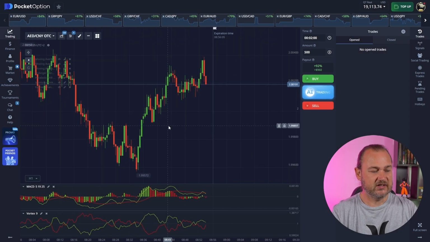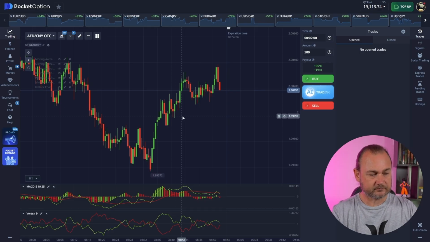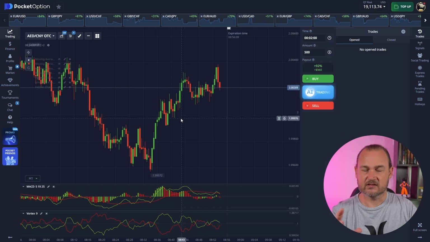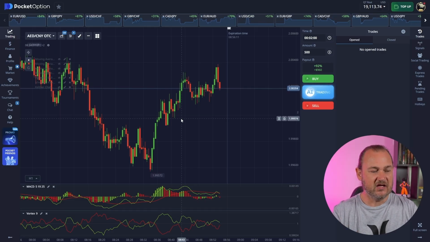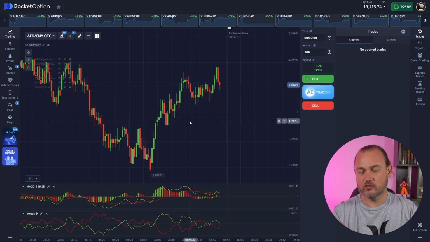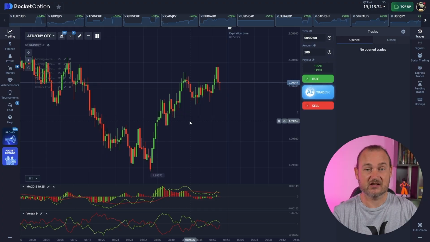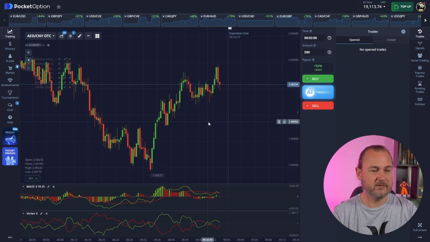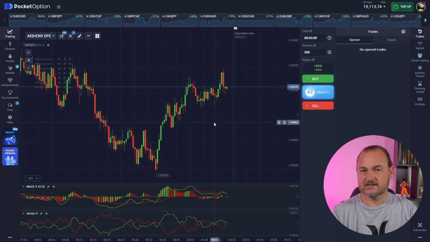So what we're going to do is look for areas where the vortex and this MACD correspond. If we get a bearish crossover on the vortex and on the MACD at the same time or within two candles of each other, we're going to take a trade in that direction. So if it's a bearish crossover, we're going to take a sell trade. If it's a bullish crossover, we're going to take a buy trade. So we're going to look for crossovers that are happening at the same time, and that's it.